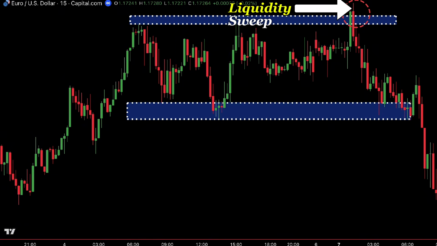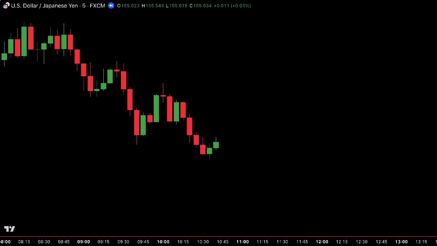Now that you understand how institutions use liquidity sweeps and liquidity runs, let's apply everything on a real market example. This is the US dollar Japanese yen 5-minute chart. As you can see, the market is clearly trending down, forming a sequence of impulsive moves and retracement moves.